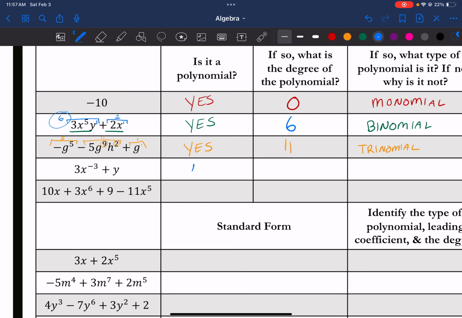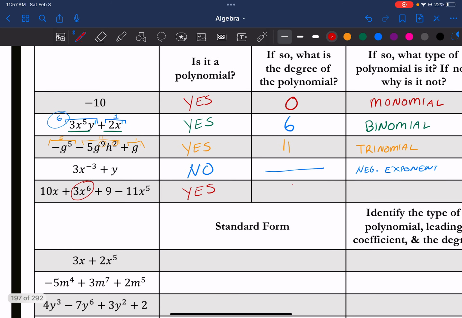The next one is a no because there is a negative exponent, so it cannot be a polynomial. And the next one is a yes. This one is a degree of 6. This is the largest one. And this is just known simply as a polynomial. So the type of polynomial it is a polynomial. There are more than 3 terms here.